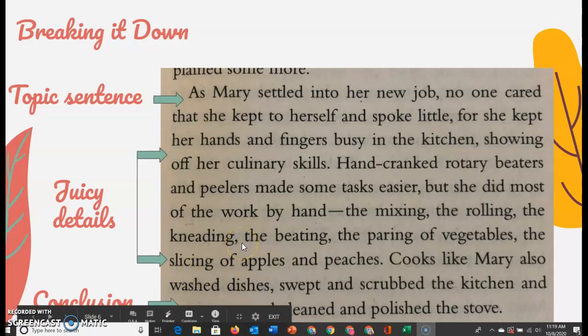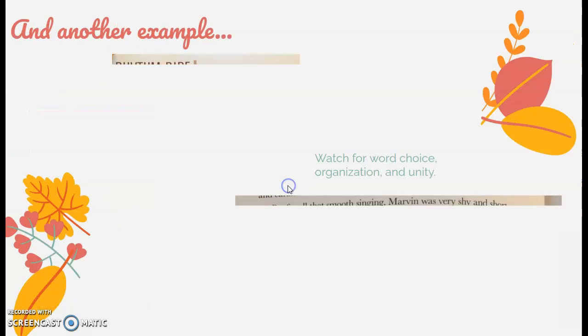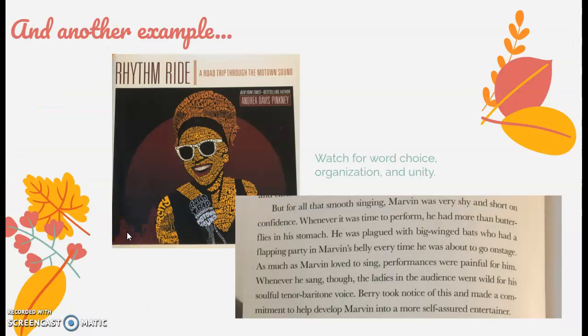So you want to kind of keep that in mind as you write. How can you support your main idea with really great details and then close it up nicely with a bow? Here's another example from Rhythm Ride by Andrea Davis Pinkney. It's a great book, great voice.